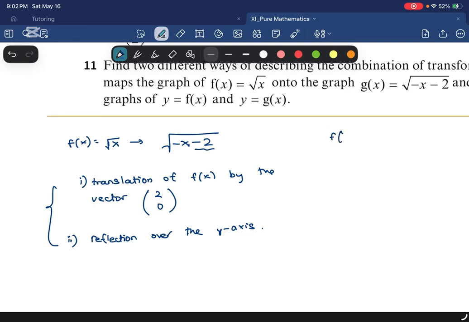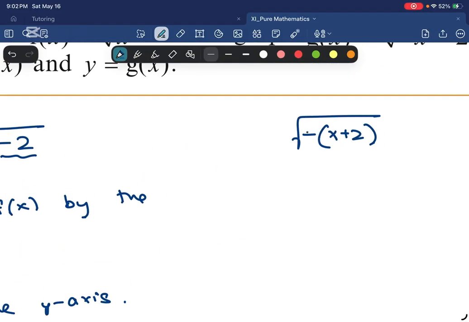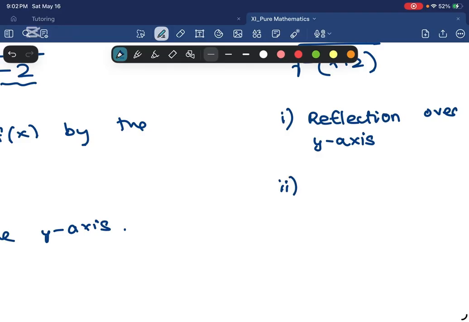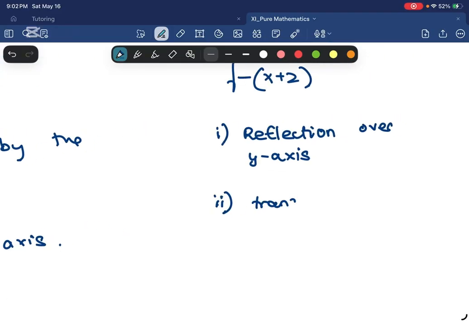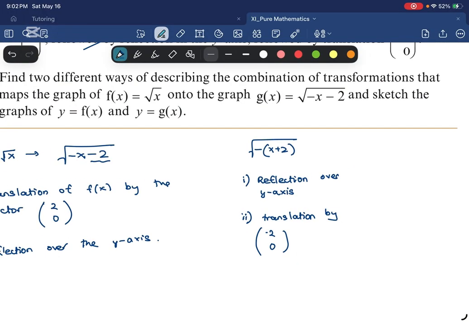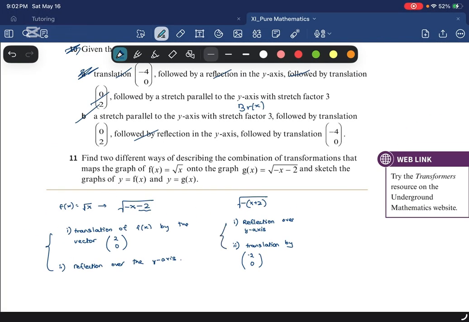The second order is the one I told you, is I can factor out a negative sign. And if I factor out this minus 1, I can factor out any factor. So if it's 2, I can factor out a 2. If it's 3, then I need to do the stretch or reflection first. So I can do a reflection over y-axis, right? And then I can do a translation. Now instead of x minus 2, it's x plus 2. Translation by the vector is going to be minus 2 comma 0. All right, so that is the two ways of doing this.